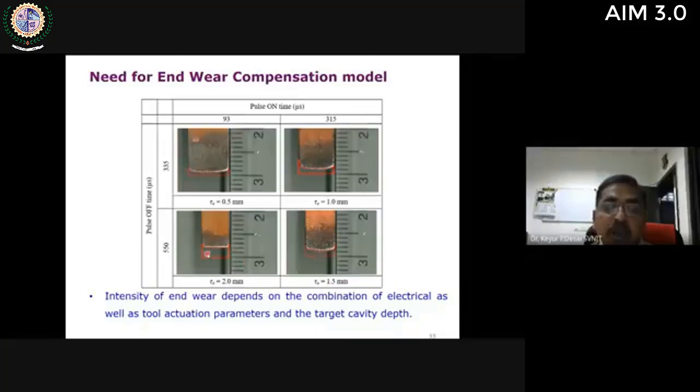So intensity of end wear depends upon the combination of electrical as well as tool actuating parameters and the target cavity depth. Because as the depth of the target cavity increases, the tool will have to work for a larger period of time and will be subjected to more wear, which is but obvious.